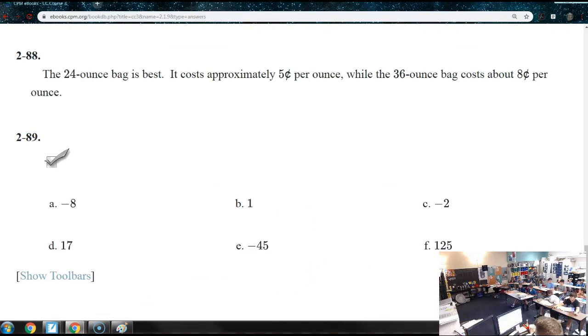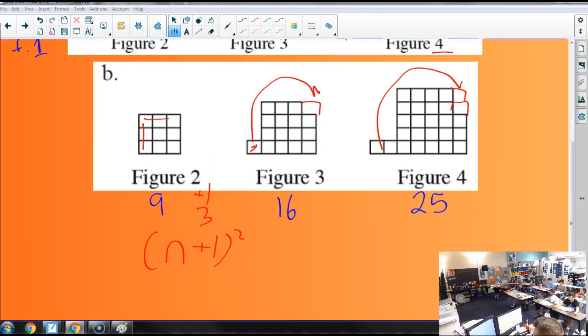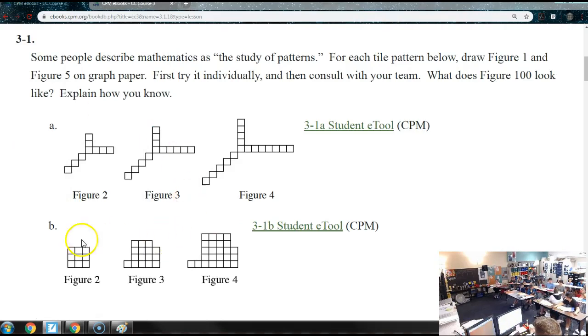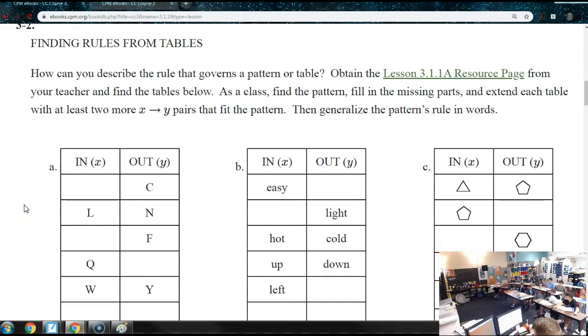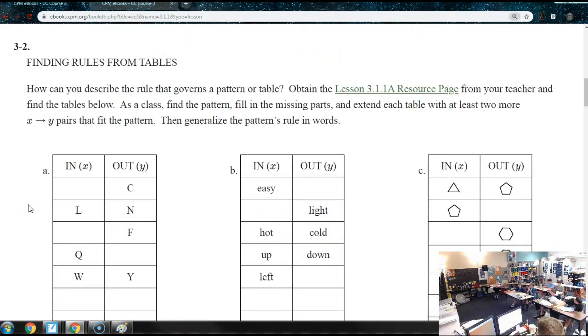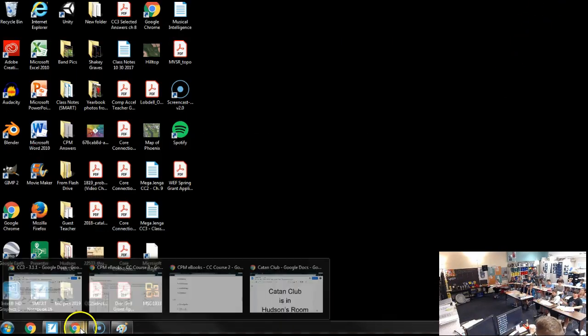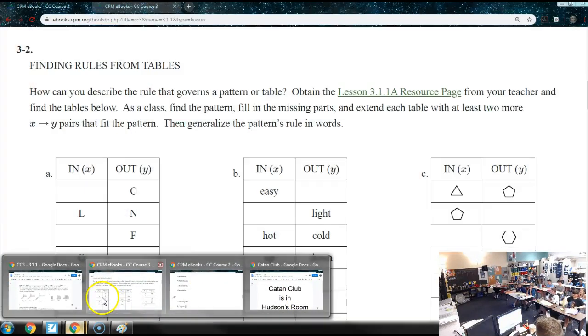Hey, Catan Club's in Hudson's room today. Sorry. Simon was just like, ah. And I was like, what just happened? The scream of black sun. Yeah, it is. Oh my gosh! No. Okay. Well, it's your house down there.